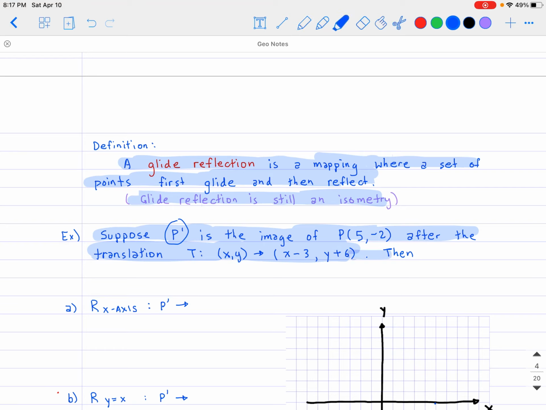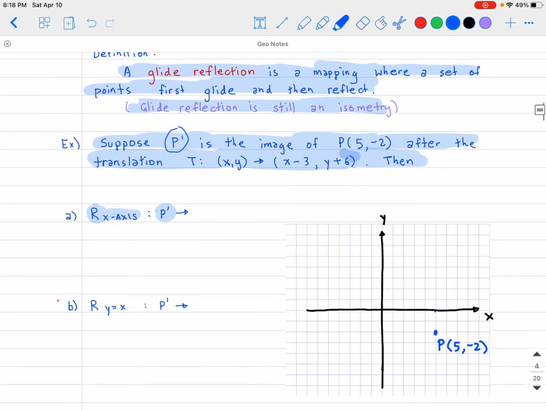Now what I want you to do is take that new point P prime and reflect it about the x-axis, and I want to know what the new result is. And also in part B, take that new point P prime and reflect it about the y-axis. So you can see that this is the glide reflection we're talking about. You're doing the gliding first, and then you're going to reflect it.